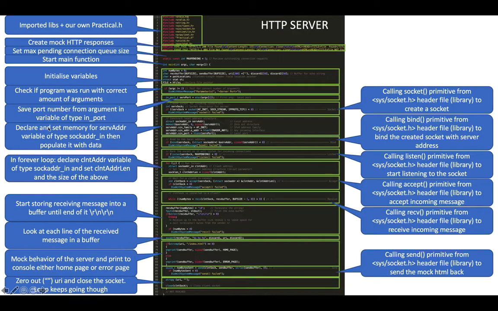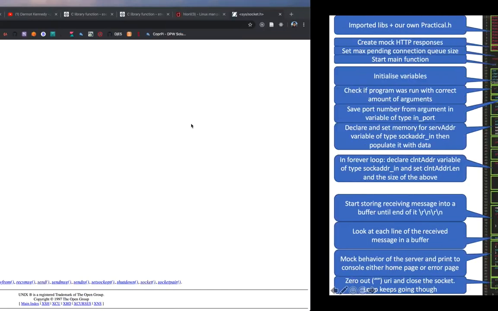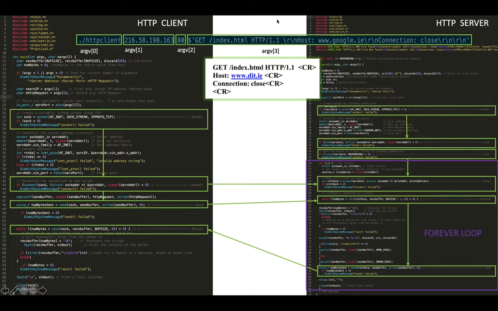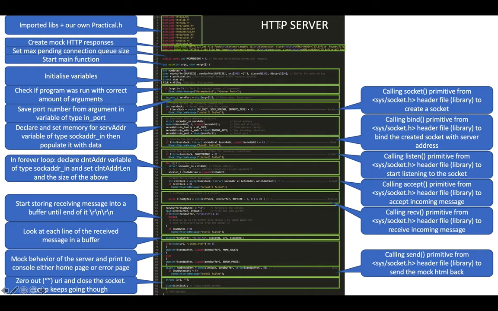Then we go in here: declare and set memory for the server address. Before, we were setting something to send, that was the address that we are sending to. In here, we put the address from the command line argument, which basically is the address of where we send our message. In the case of a server, after calling socket, we are actually preparing our own address. This is my address in here.